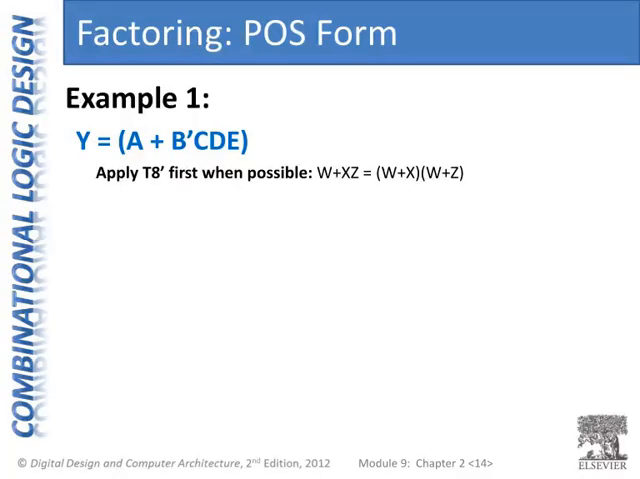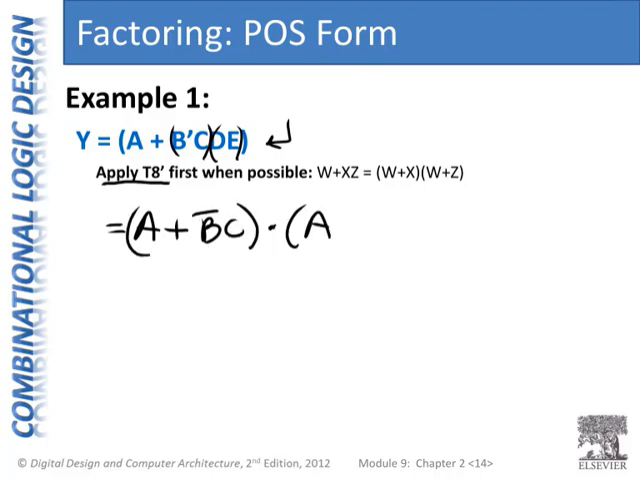Here we have another example of factoring. We start with this equation, and you'll notice that it is in minimized sum of products form. We can apply T8 prime. We can associate amongst this AND term as we would like. So we can have A or B bar C, and A or DE.